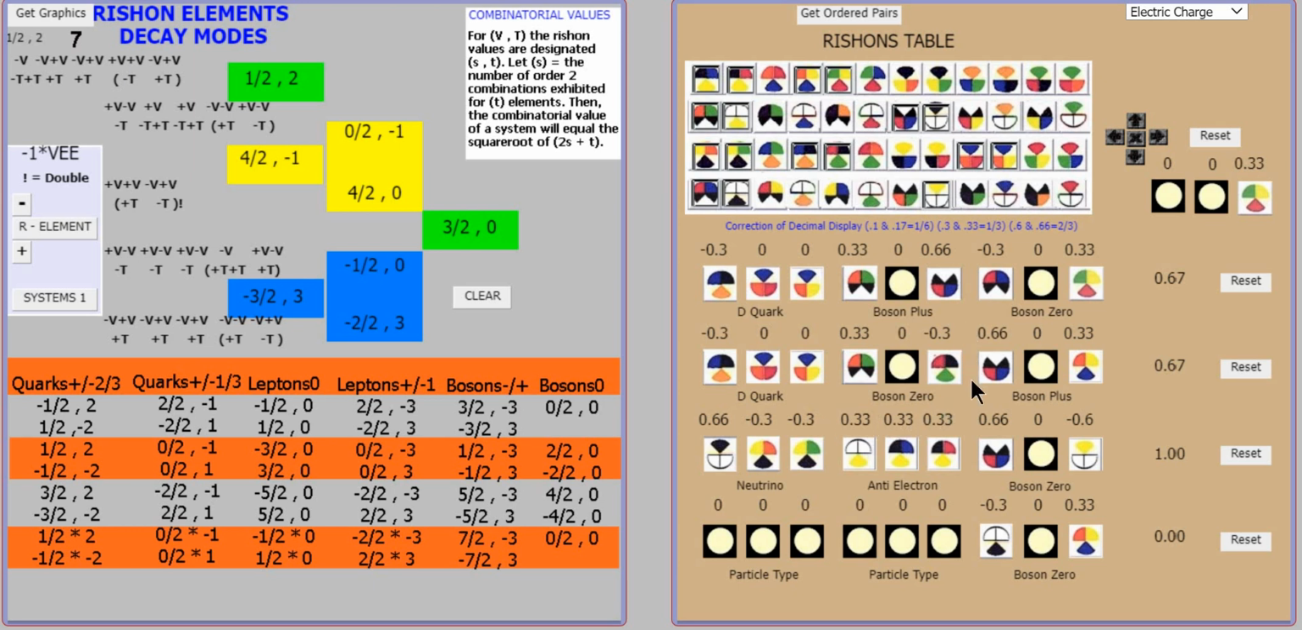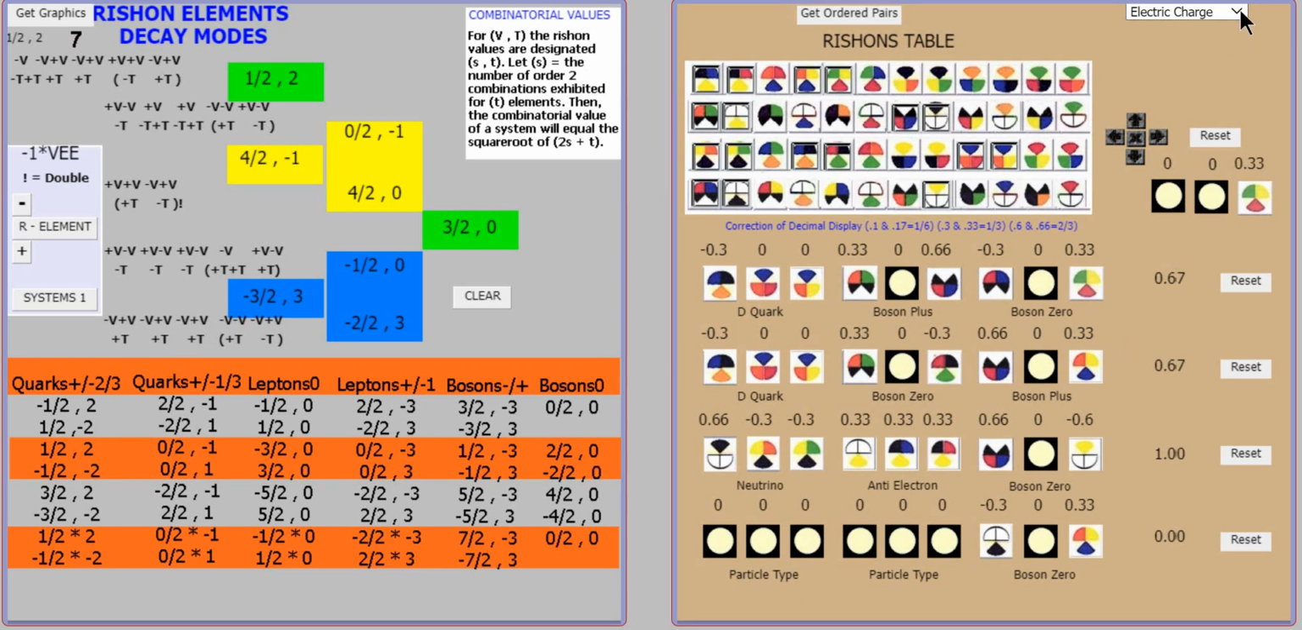And if we look at the W boson plus, then we'll see that the electric charge will be plus 1, giving us the total electric charge of plus 2/3 that we started with.